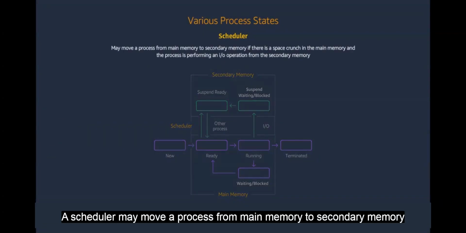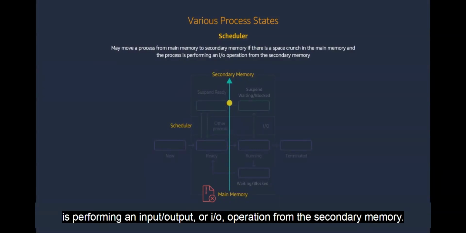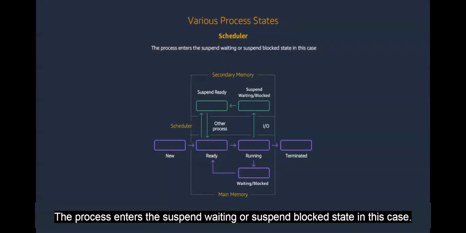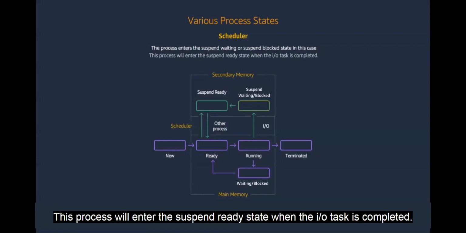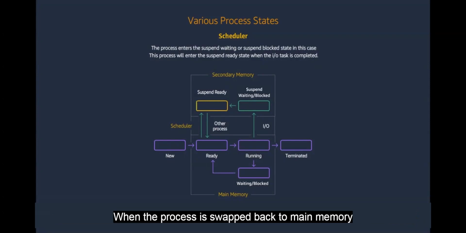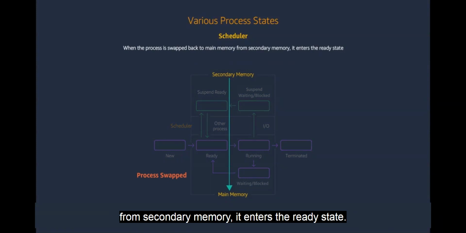A scheduler may move a process from main memory to secondary memory if there is a space crunch in the main memory and the process is performing an input-output or I/O operation from the secondary memory. The process enters the suspend waiting or suspend block state in this case. The process will enter the suspend ready state when the I/O task is completed. When the process is swapped back to main memory from secondary memory, it enters the ready state.